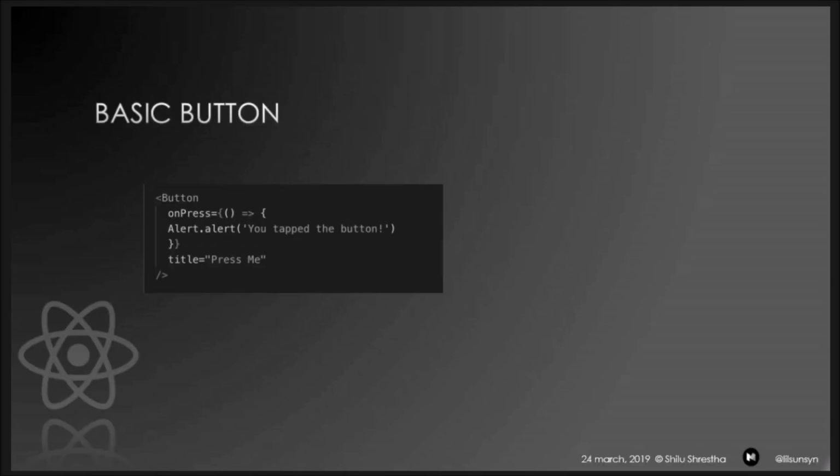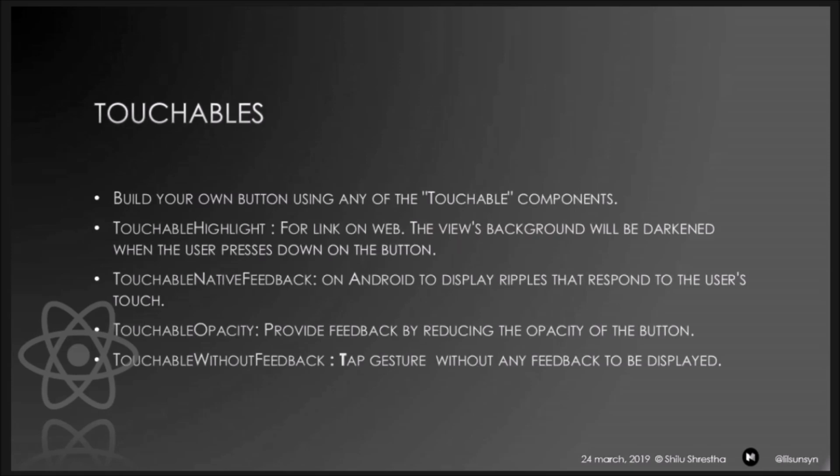So we have basic buttons which will look like this. We won't be using basic buttons for now. I will be using touchables. So we have four types of touchables with React Native. One is touchable highlight, for things like links on web. We use highlights.